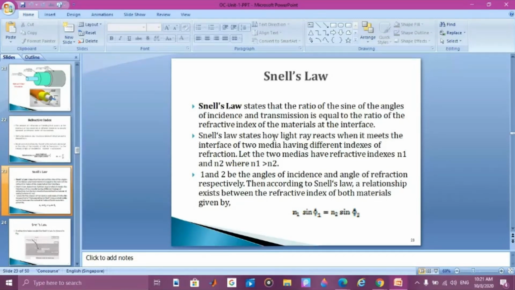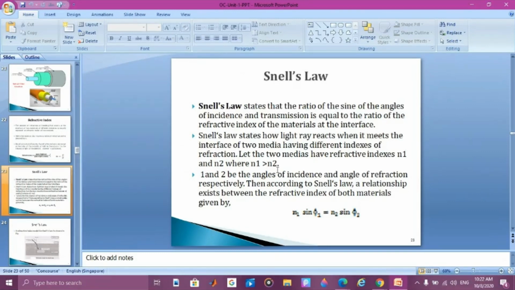So Snell's law states how light rays react when they meet the interface of two media having different indexes of refraction. So what does Snell's law say? What is the actual motive of Snell's law? There are two media with different densities. When that is so, how does the light wave react, how does it reflect on the different material? Snell's law tells how the light wave reacts when there are different indexes of refraction. So that is what we have written: Snell's law states how light rays react when they meet the interface of two media having different indexes of refraction or different index of density.